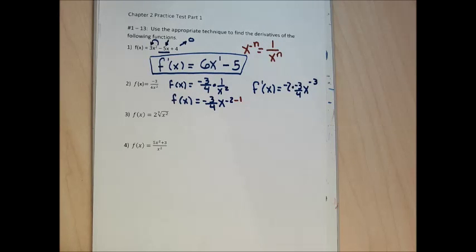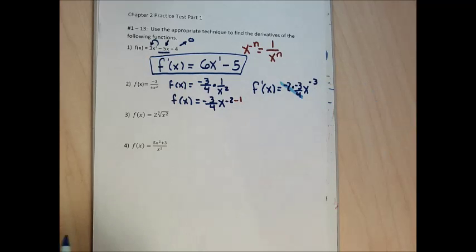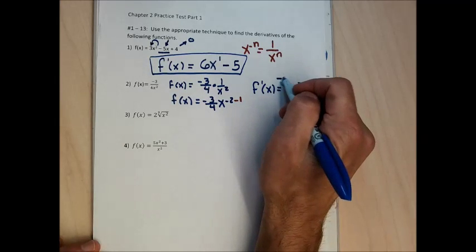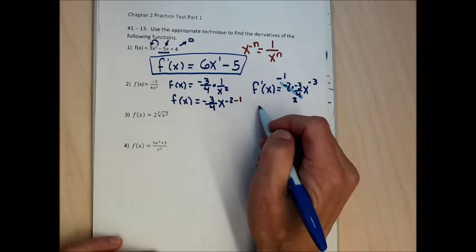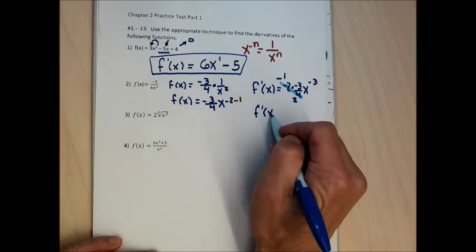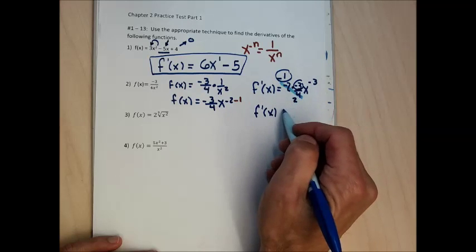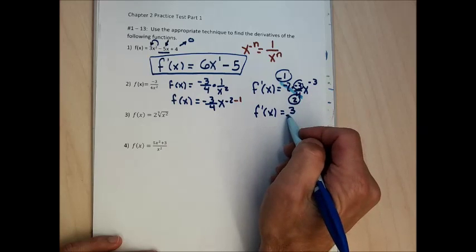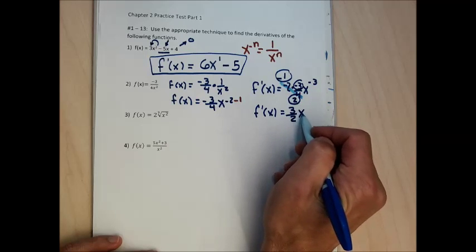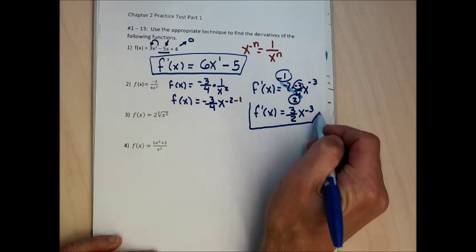When you multiply an integer by a fraction, you could cancel the integer with that denominator. So I'm going to cancel these. Negative 2 divided by 2 is negative 1. 4 divided by 2 is 2. Now I'm going to clean this up. I'm going to get f prime of x equals negative 1 times negative 3, which is positive 3 in the numerator of that fraction. What's left in the denominator of that fraction is 2, and then x to the negative 3. This would be a perfectly fine answer for problem 2.